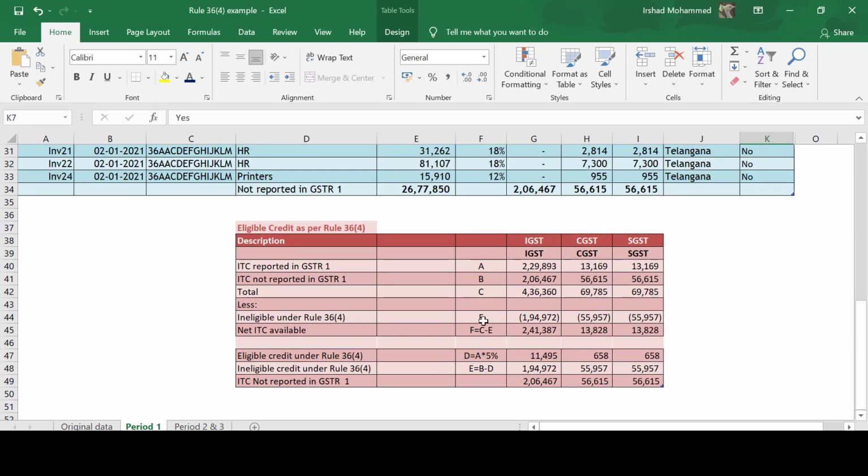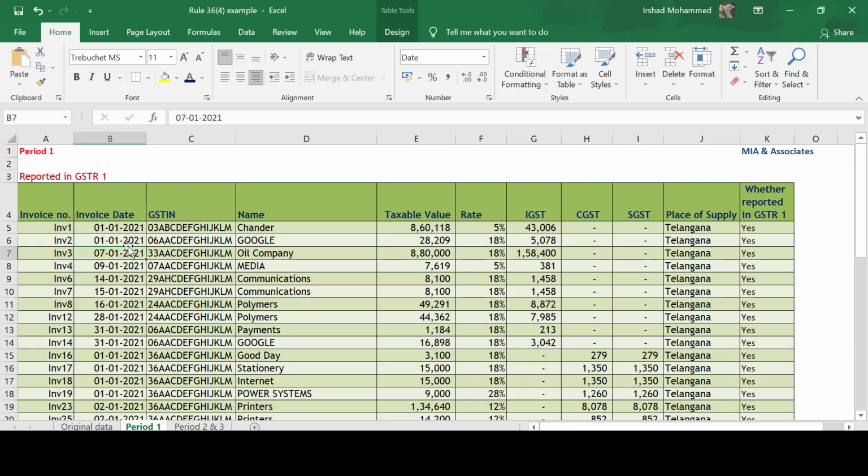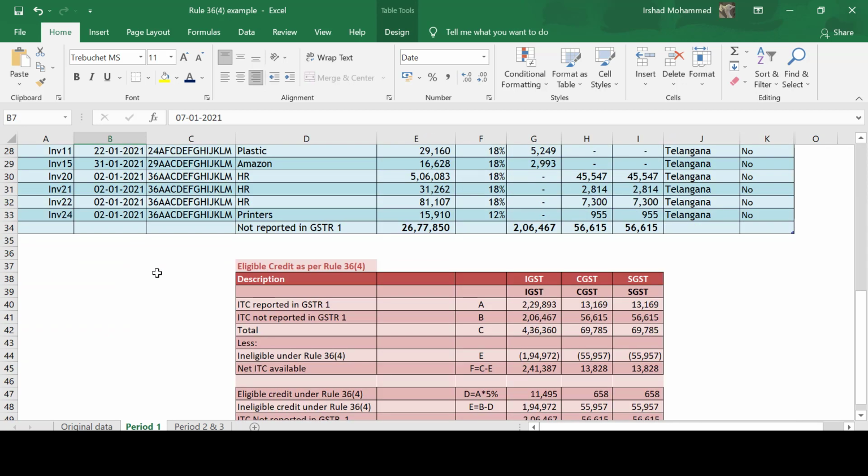So there is another table below which you can see eligible credit as per Rule 36(4). This table provides the computation steps for arriving at the eligible ITC in period 1. So this is the period 1. As you can see in our case study, we have selected the January month. Now for this period, we would be filing the monthly return in the month of February.